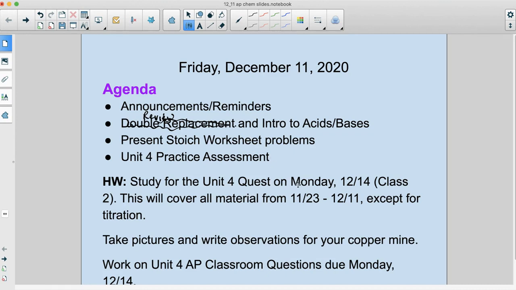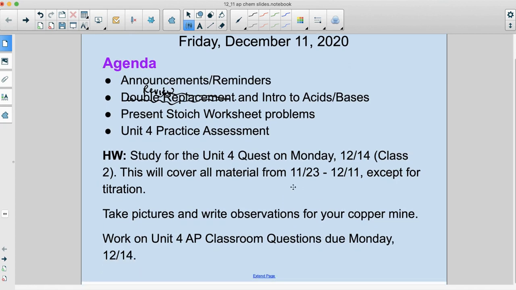Monday, we will have the Unit 4 quest, and it will cover all the material from 11/23 to 12/11, except for titration. And you should also take pictures and write observations for the copper mine, and the AP Classroom questions on Unit 4 are due Monday as well. That will be counted as an assessment grade, but you're welcome to use your notes and collaborate with other people on that assignment.